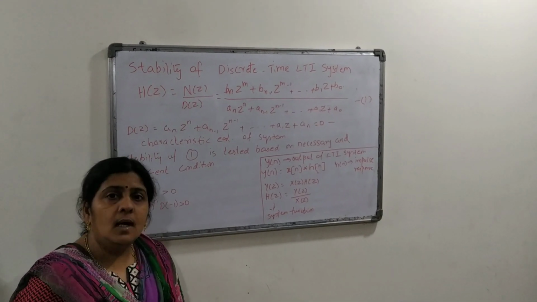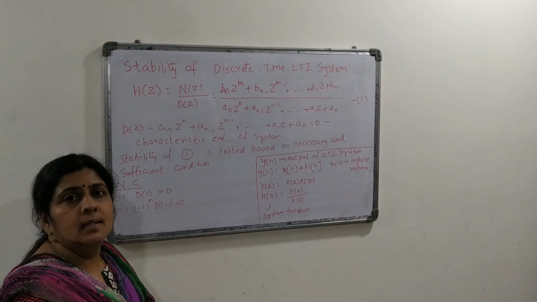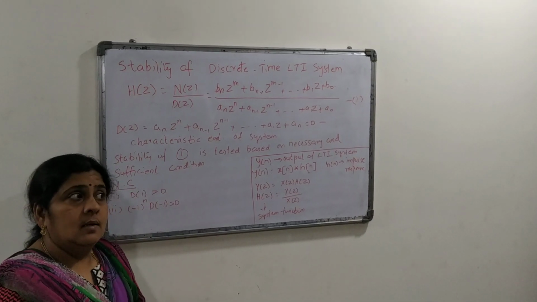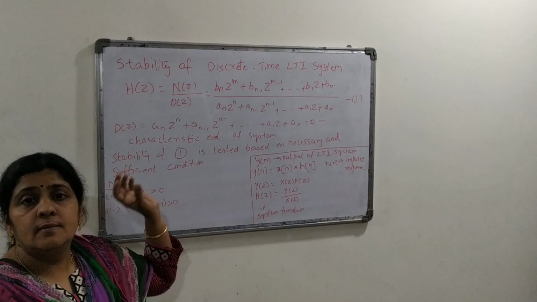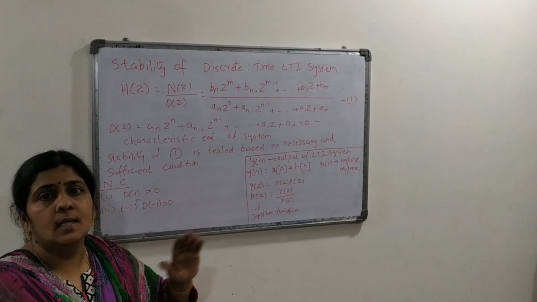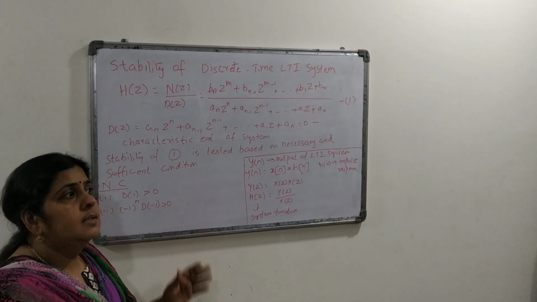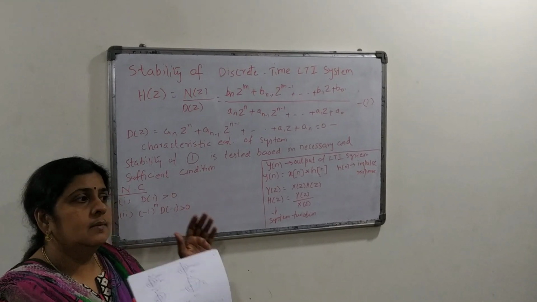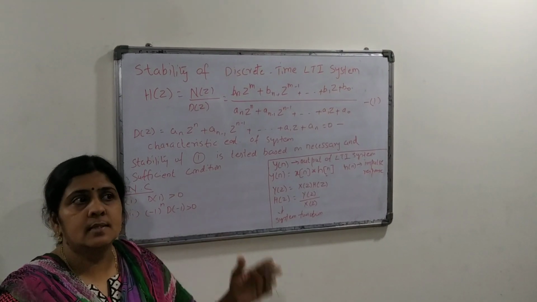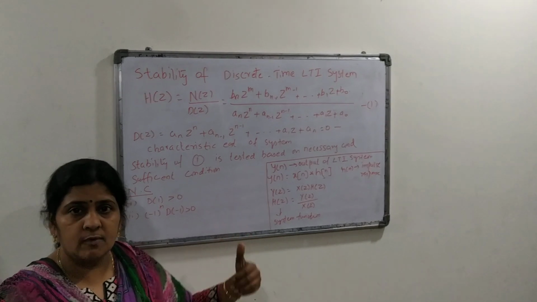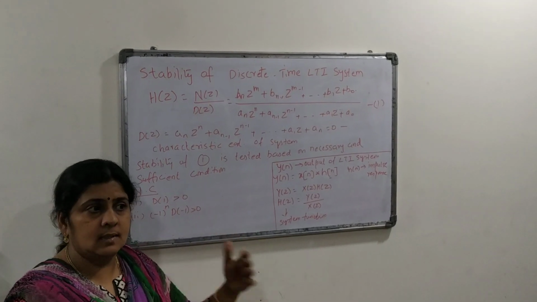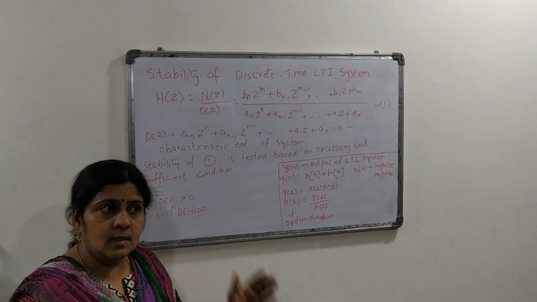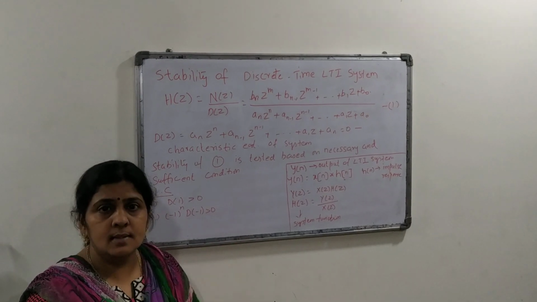Okay, in the last video, I stopped at the definition of discrete LTI system. Discrete LTI means the sequences x of n and y of n, the input and the output of the system, are all discrete.